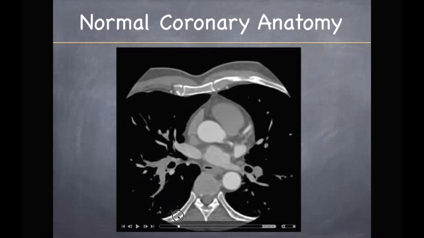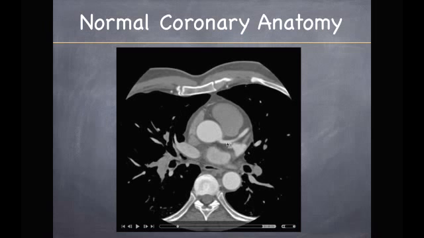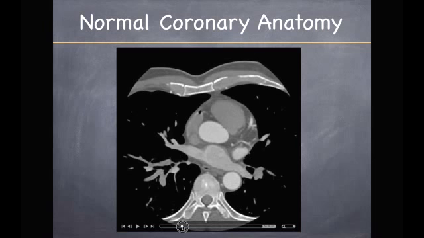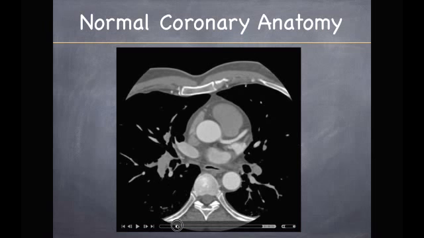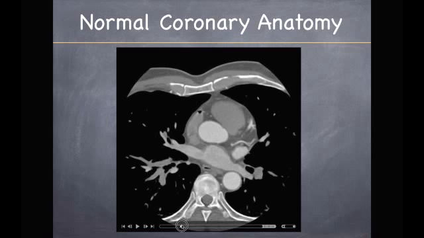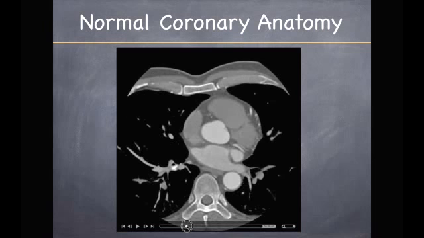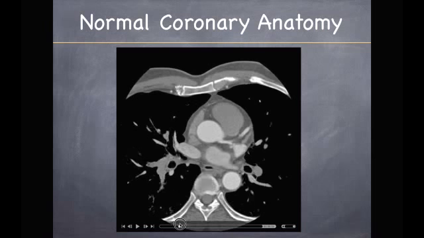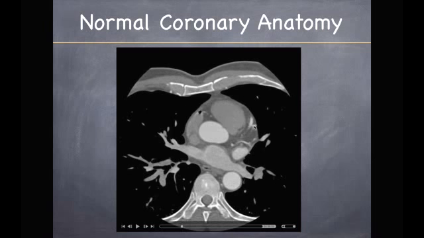If we go back up, we should see our main vessel coming off on the left side. That's our left main. It's going to bifurcate into our LAD and our circumflex. Remember, the LAD is going to run in the anterior interventricular groove, and the circumflex is going to run in the left atrioventricular groove. You can see that there are some branch vessels coming off here, going towards the lateral left ventricular wall, arising from the LAD.